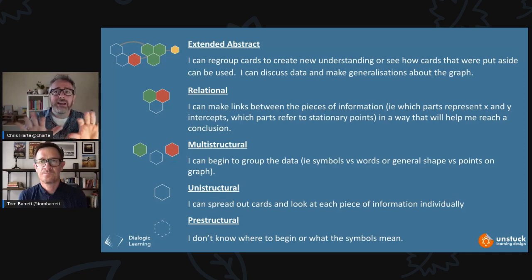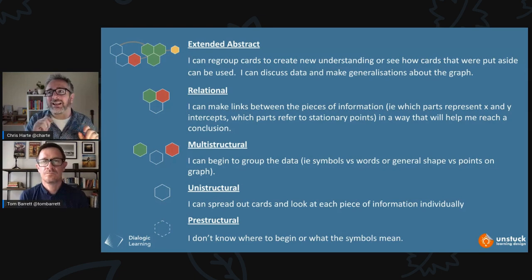You'll see that physically as the cards become grouped. And then when I can understand that, okay, this piece of information about a turning point here must link to this coordinate bit here, you'll see the students making these physical links.